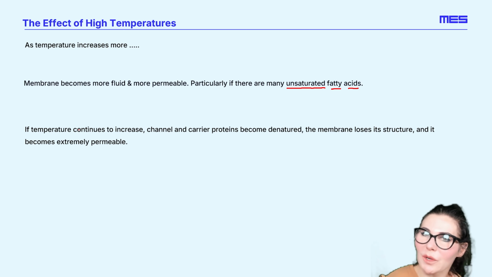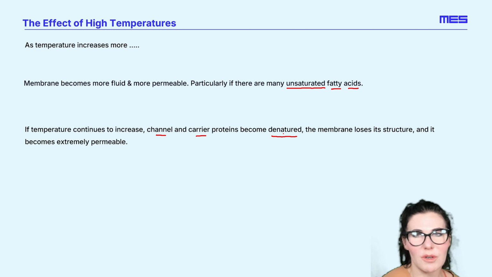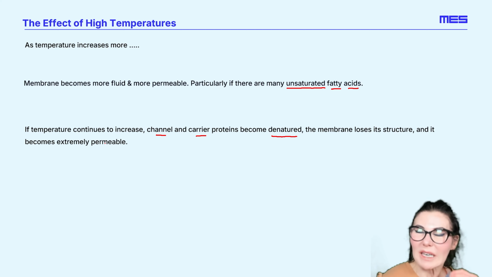If temperature was to increase way too much, that can be detrimental to the membrane, the channel and the carrier proteins. Just like any kind of protein, like enzymes that you learn about, they can become denatured due to extreme temperatures where bonds break, their shape literally breaks down, and they lose their structure. And at that point, you end up with literal gaps in the membrane, and the membrane becomes extremely permeable and is no longer able to control what's moving in and out.